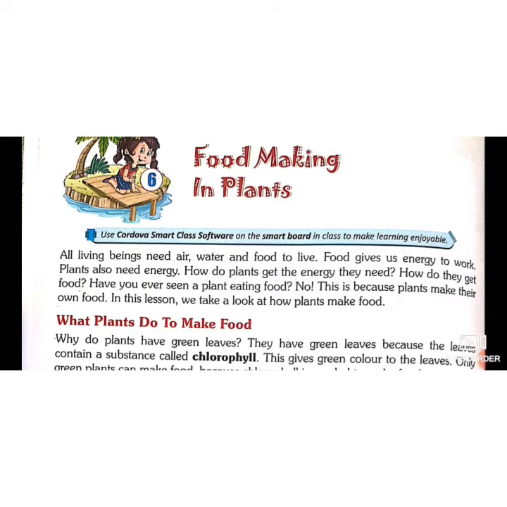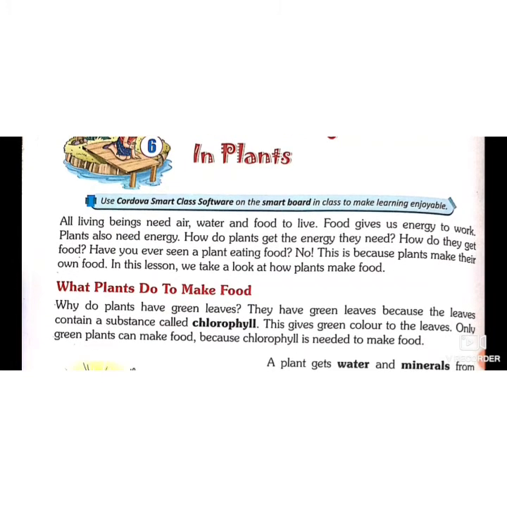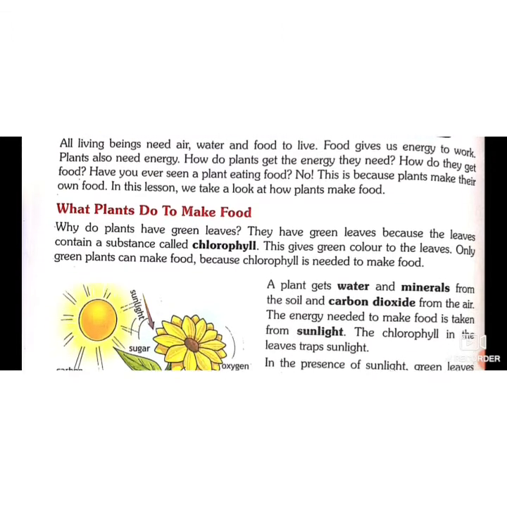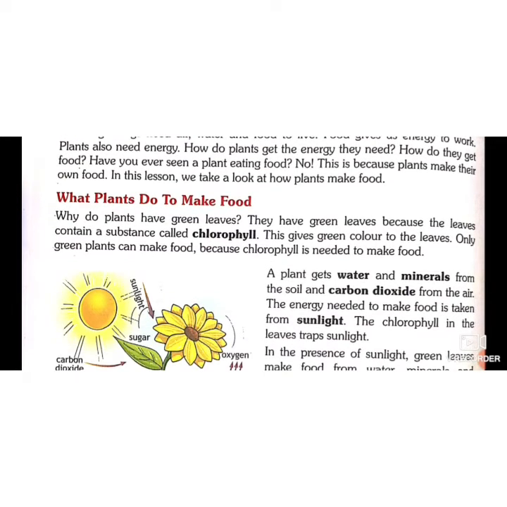So all living beings need air, water and food to live, and all living beings include plants and animals. So like us, plants also need food, they need energy. So how do plants get this energy? We get this energy from the food which we eat, but they can't eat. Have you ever seen a plant eating food? No, because plants make their own food. Yes, they make their own food, but with the help of carbon dioxide, water, minerals, sunlight and chlorophyll.